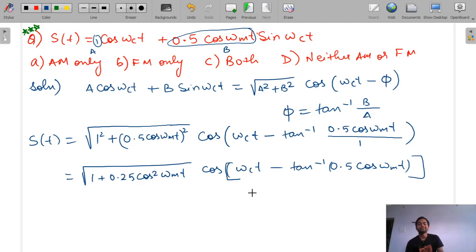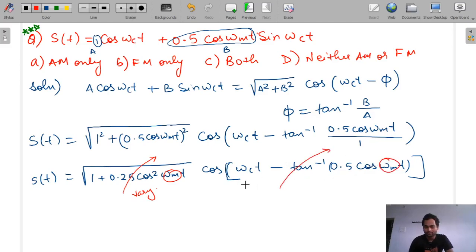Okay, so this is our equation for s(t). Now you see, for an AM signal the magnitude should vary. So when omega m varies, this will also vary. And if omega m varies, here theta(t) will vary. So this is angle modulation also and amplitude modulation also. But in angle modulation, only FM is there.